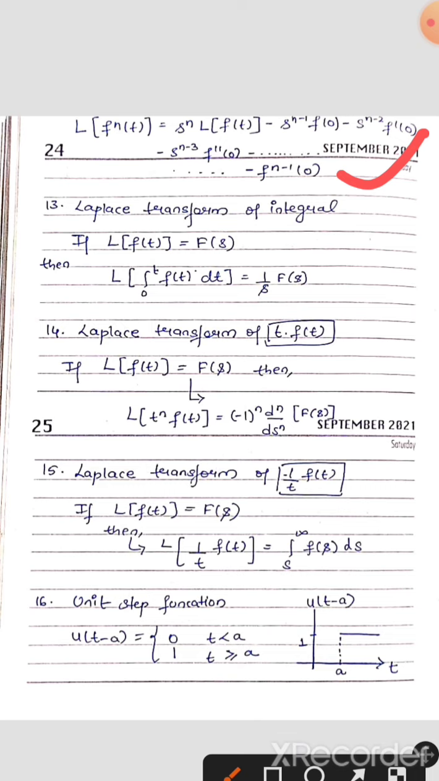Next, the Laplace transformation for the integral part. If the Laplace transformation of f of t is equal to F of s, then the Laplace transformation of the integral from 0 to t of f of t dt is equal to 1 by s F of s. For the Laplace transformation of t times f of t, the formula for t to the power of n f of t is minus 1 to the power of n, d to the power of n by ds to the power of n of F of s.